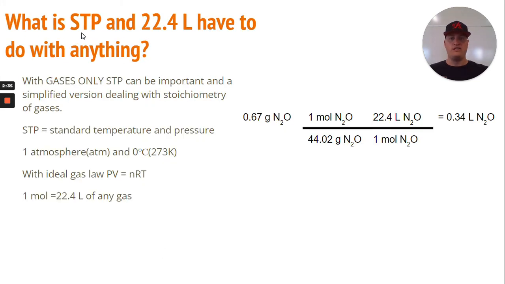I mentioned STP and 22.4 liters. Why does that matter? This deals only with gases at STP. That's called standard temperature and pressure: 1 atmosphere, 0 degrees Celsius, or 273 Kelvin. All of this is used in some places where we make things simple, but often we're not using these.